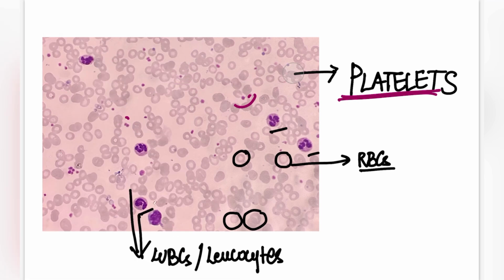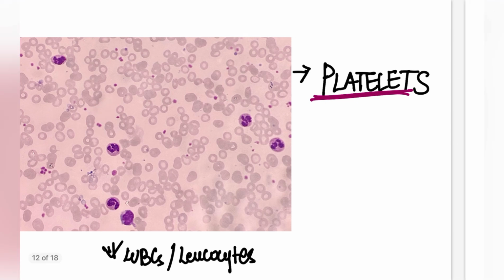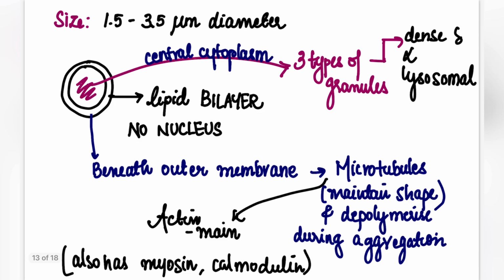I'll just erase it so you can see how it looks. So this is a normal platelet count, and by this smear I can tell that this is a normal platelet smear. Going deeper into the topic, what is the size of platelets? It ranges from 1.5 to 3.5 micrometer in diameter.